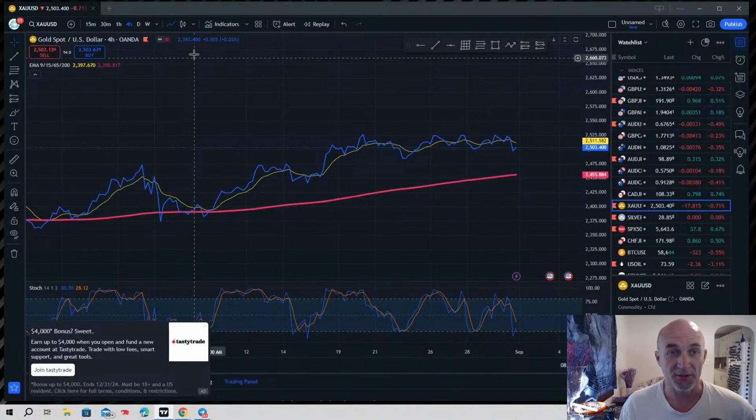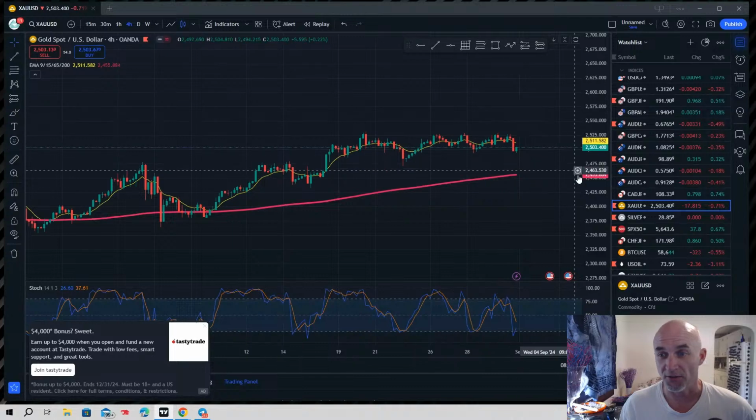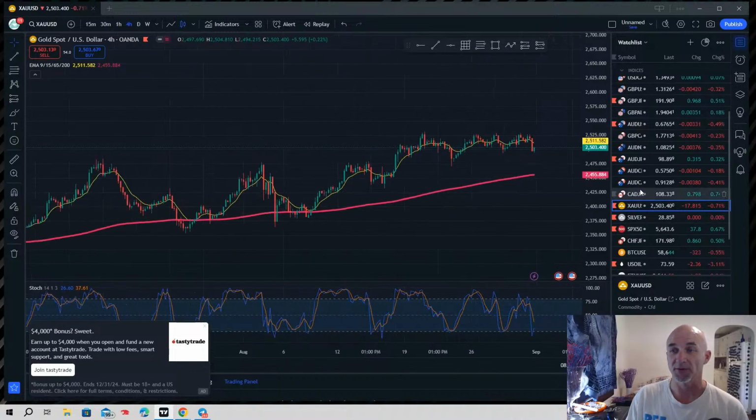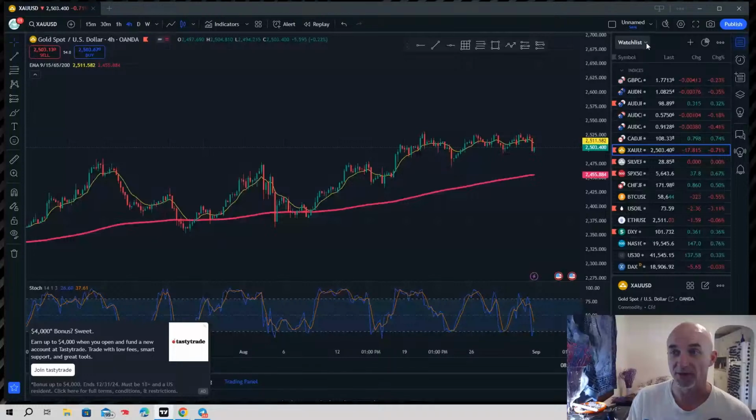If you want to look at line charts or candlestick charts, we got indicators, got all kinds of things. So it's a lot to go over. So let's start with my watch list I have here.